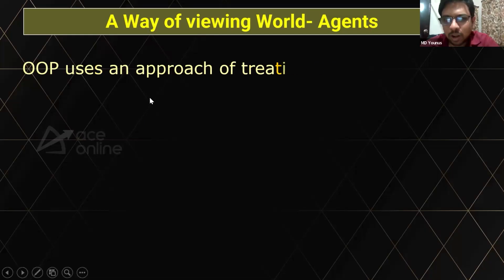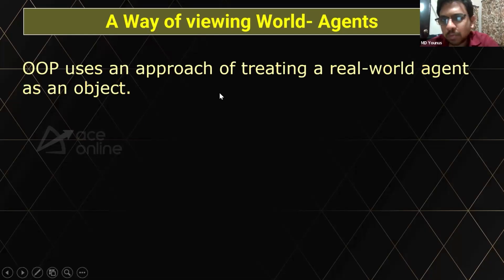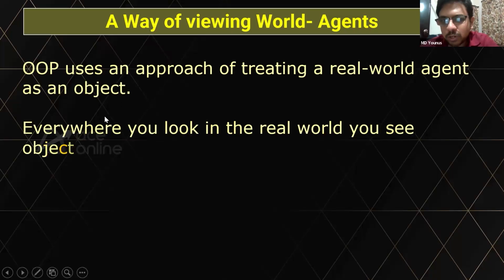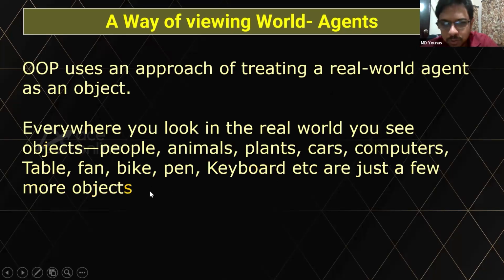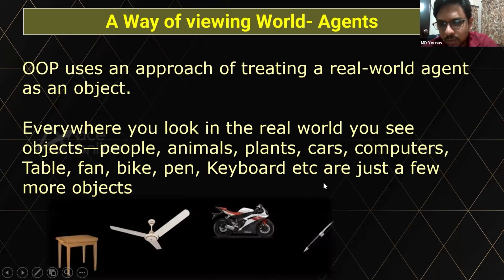In an object-oriented programming language, it uses an approach of treating a real-world agent as an object. So what exactly is an object? Everywhere you look in the real world, you see objects like people, animals, plants, cars, computers, tables, fans, bikes, pens, keyboards, etc. When I ask you what is a bike, you tell me it's an object, right? Pen is an object, fan is an object, table is an object.